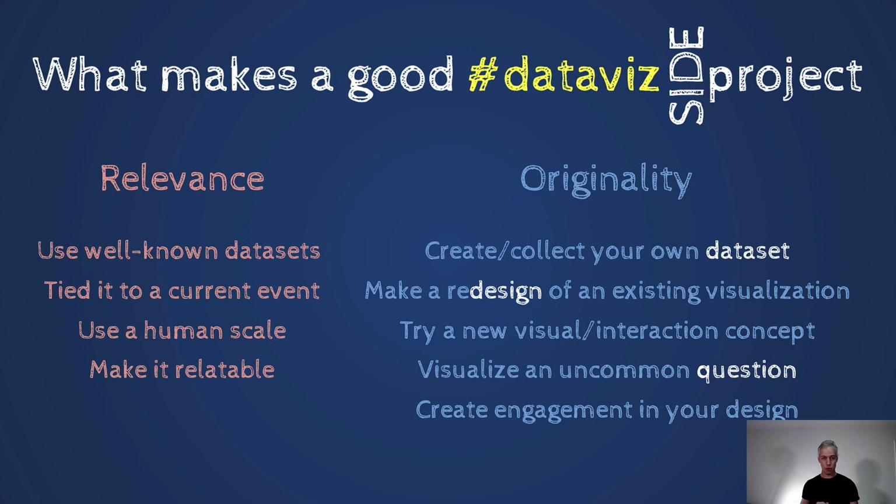Trying new visual interaction concepts, so the train data where the map is distorted, that is an example of a new visual concept for that particular data. Visualizing uncommon questions. Many times people are asking the same questions. So for elections, who has won, which are the big winners and losers of the election, is a common question. So if you ask different questions, that could be something interesting. And also if you have the possibility to create an engaging design, something people are using for a longer time, then that is also something people really enjoy.